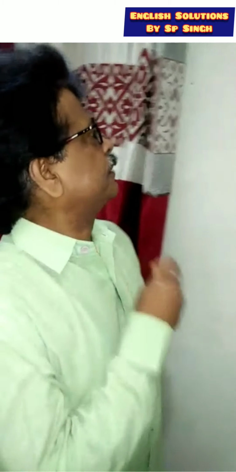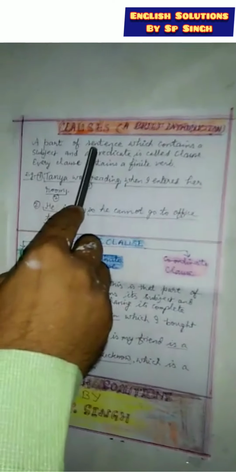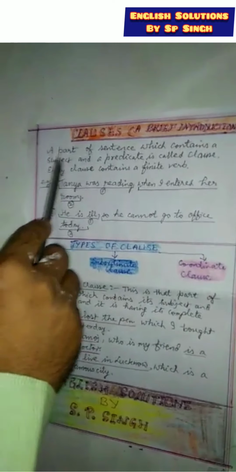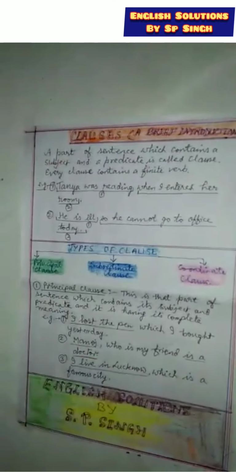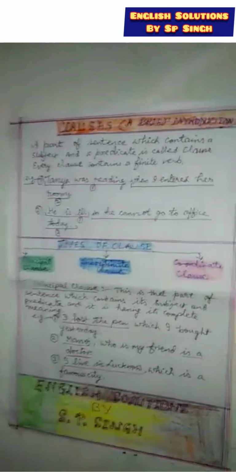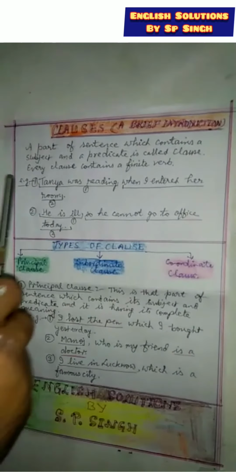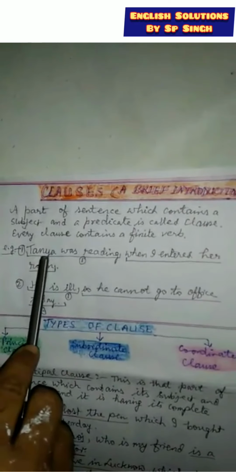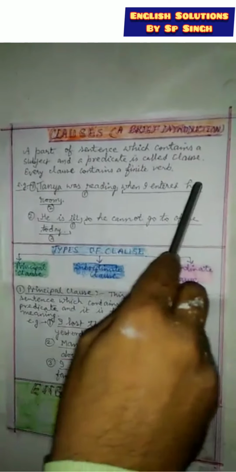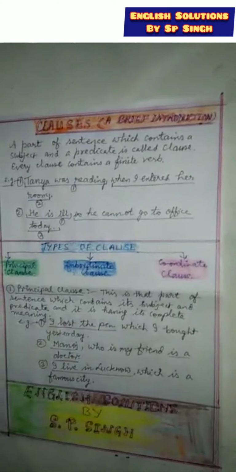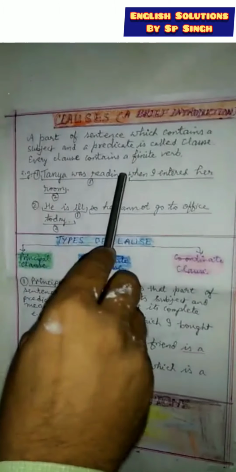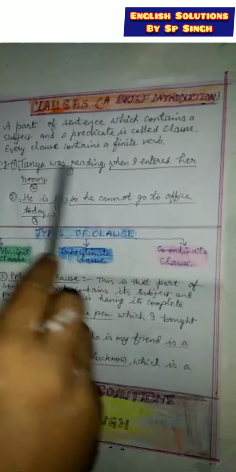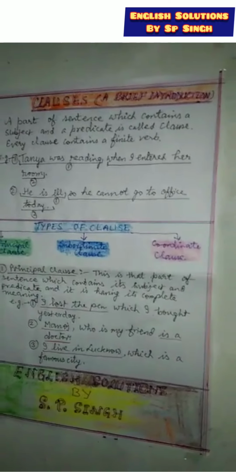So by definition we have to learn that a clause is a part of a sentence which contains a subject and a predicate, and every clause contains a finite verb. So this point you have to remember: every clause has a finite verb. An example is: Tanya was reading when I entered her room. In this sentence you will find two clauses. Tanya was reading, that is sufficient in meaning, and the second clause is when I entered her room.